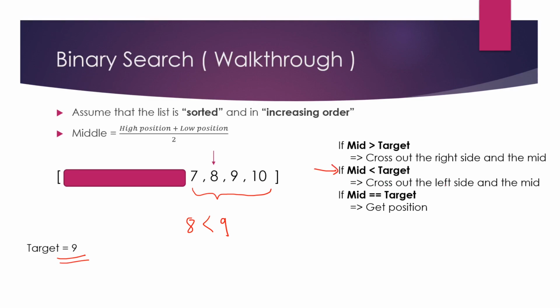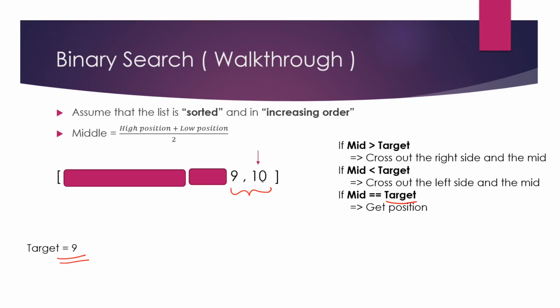So you're gonna perform this if again. You're gonna cross out the left side and the mid number. So your list becomes a list of 2 elements, and you're gonna pick the new middle starting point. You can pick either 9 or 10. I'm gonna pick number 9, which is equal to the target. So you're gonna stop the program and return the position, which is the 8th position.